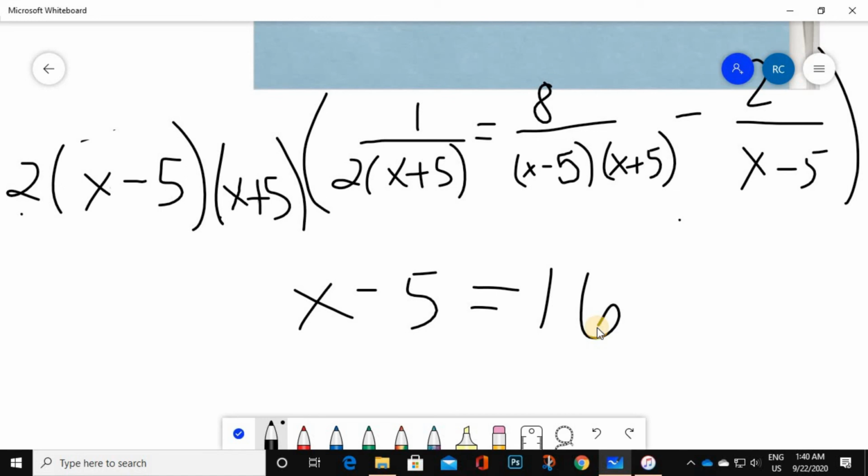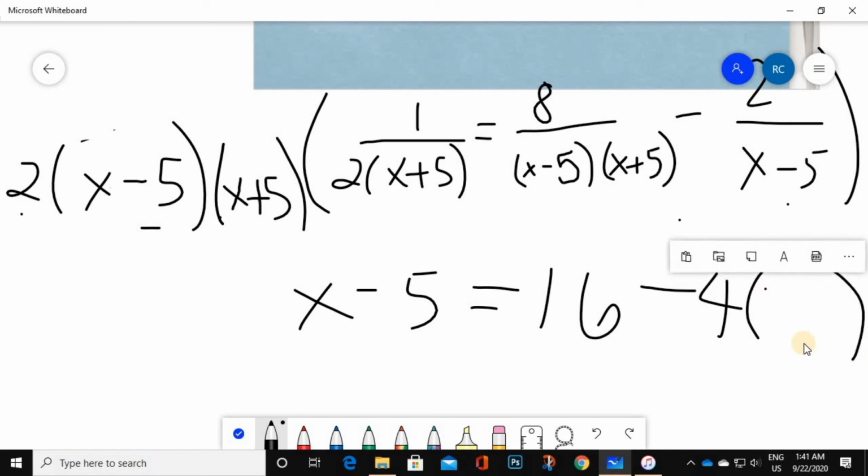Next, in last term, may eliminate ang x minus 5. So, matitira na lang ay 2 at 2 x plus 5. Okay, dahil meron na siyang 2 and 2, so magiging minus 4 quantity of x plus 5. Quantity x plus 5. Okay?